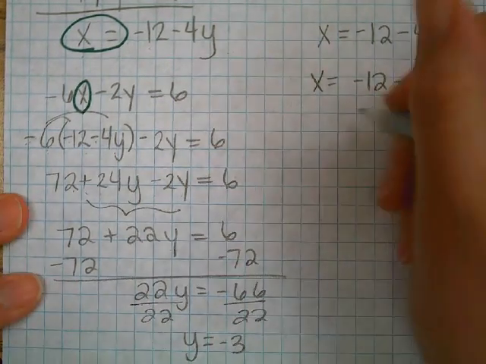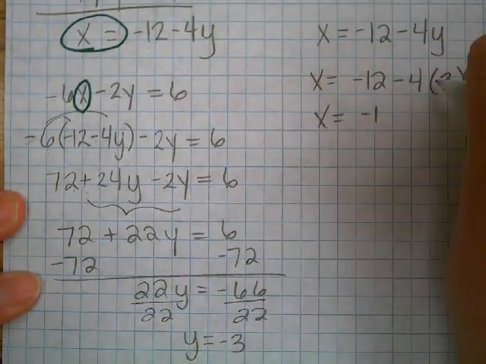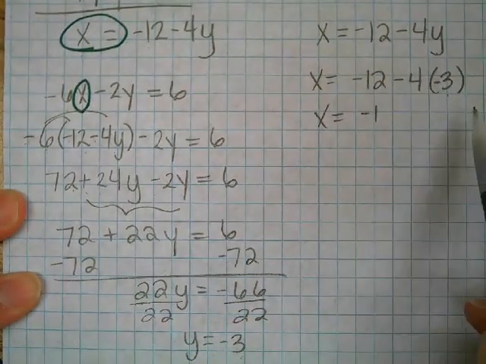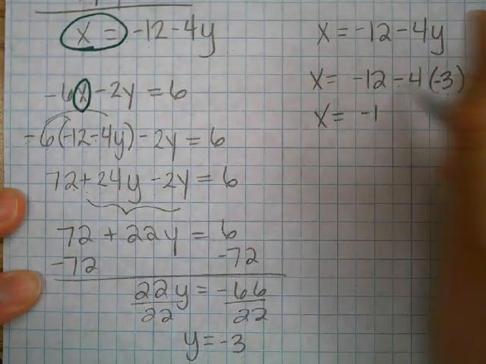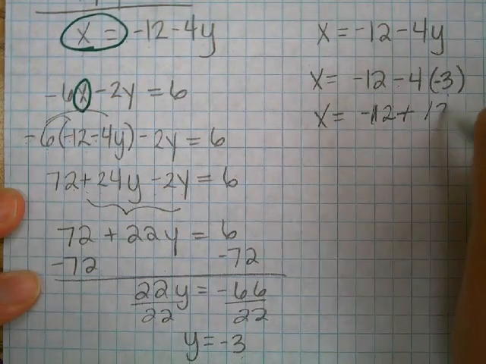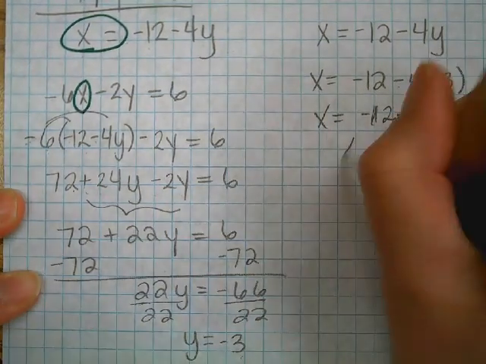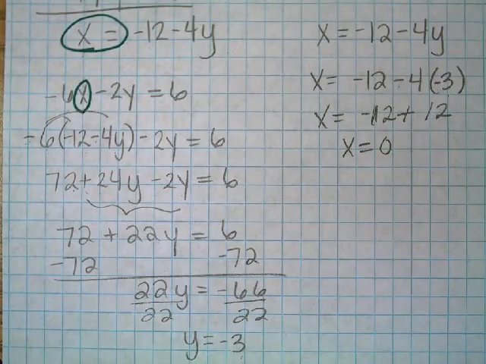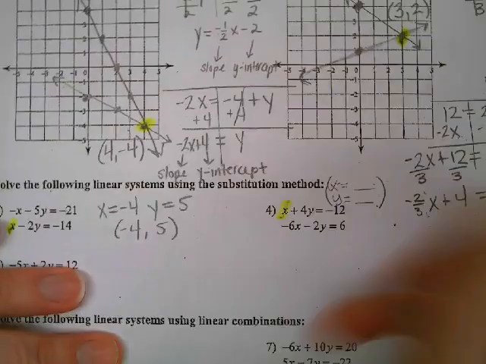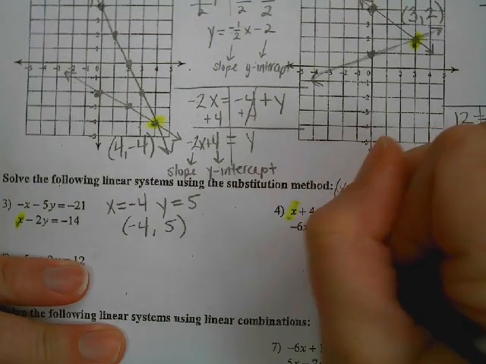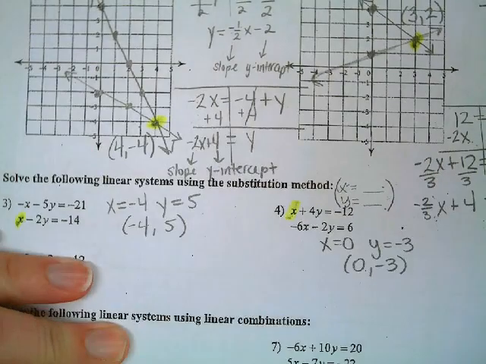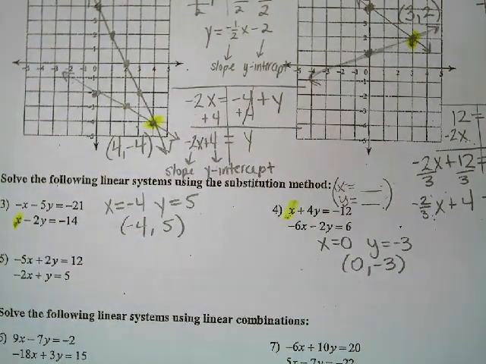So 4 times 3, oh sorry, almost forgot the negative sign. So y is negative 3, so you have to plug in negative 3 here. So a negative times a negative is a positive, so I have negative 12 plus 12, and that just gives me 0. So x is 0, y is negative 3. So I'm going to write that on the paper. X is 0, y is negative 3, and you could write that as an ordered pair, 0, negative 3.